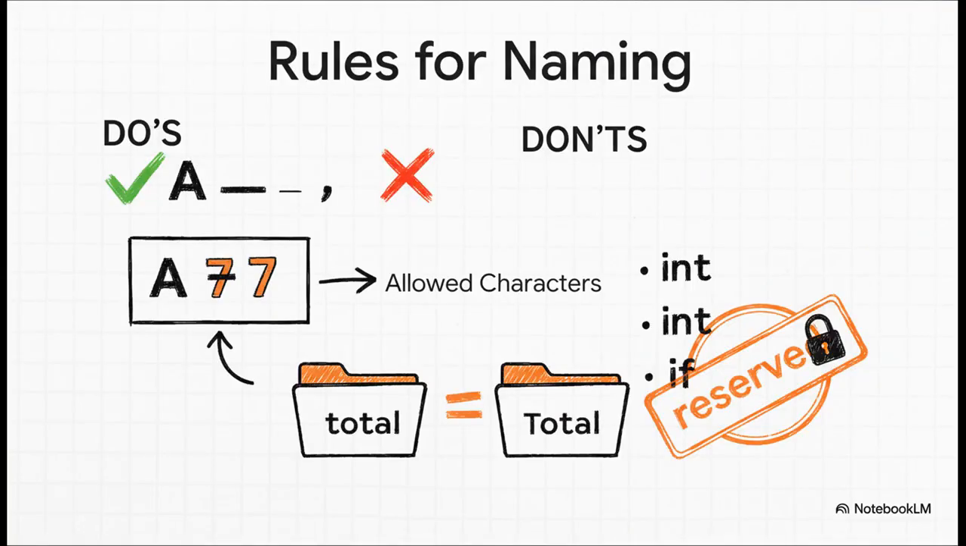Now, here's the catch. You can't just name them anything you want. C has some pretty strict rules you've got to follow. For one, a name has to start with a letter or an underscore, never a number. And this next one is super important. C is case sensitive. That means total_marks with a lowercase t is a completely different thing from total_marks with a capital T. Trust me, that one trips up everybody at first.